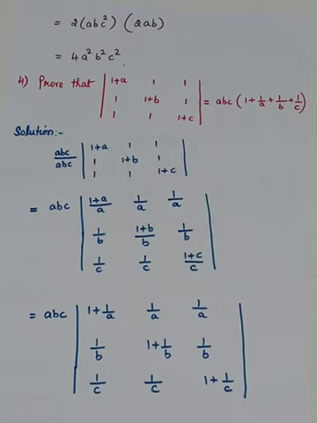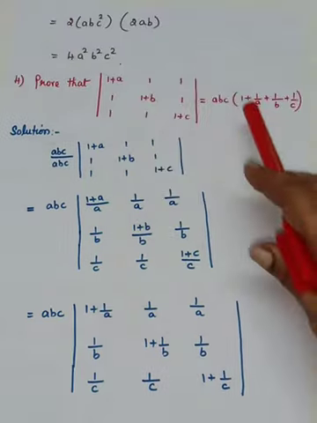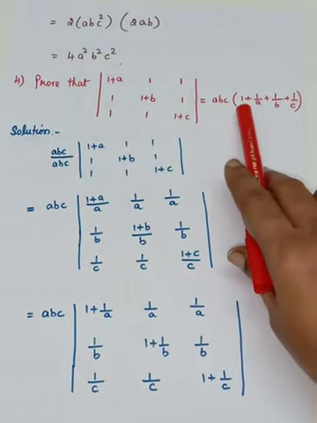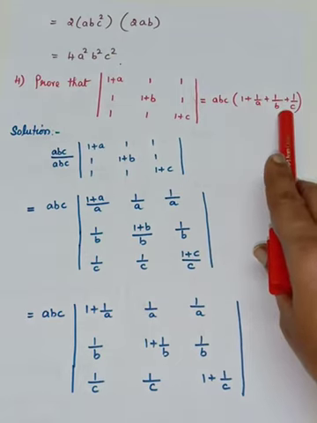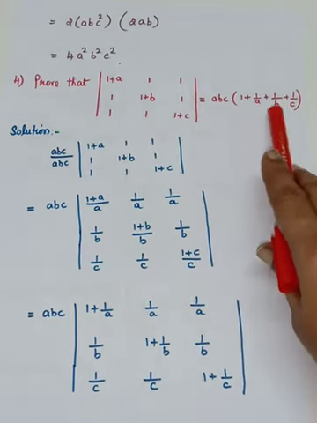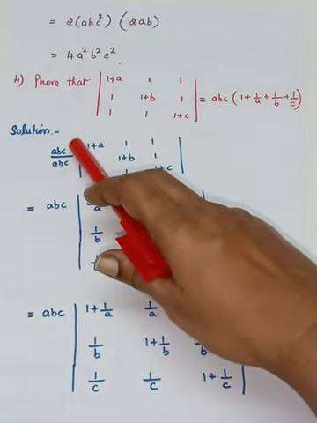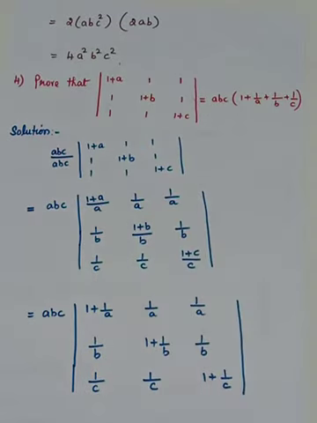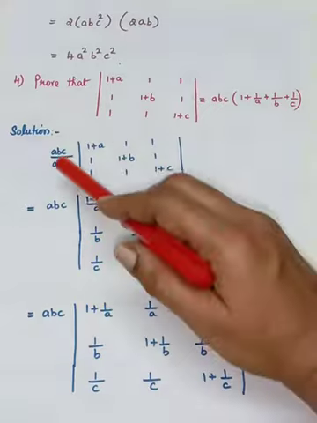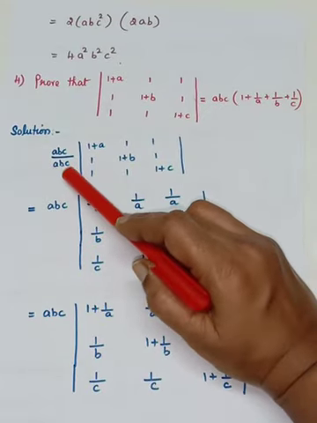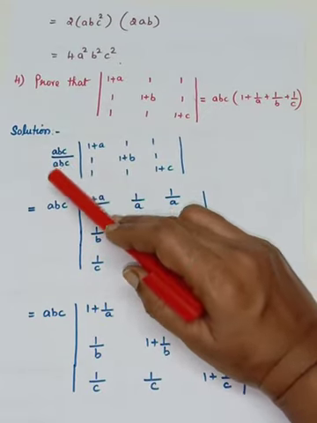And fourth problem, prove that the determinant value is equal to ABC into 1 plus 1 by A plus 1 by B plus 1 by C. You see the terms ABC, and here 1 plus 1 by A plus 1 by B plus 1 by C. A, B, C are in the denominator. So to get that, first multiply and divide by ABC. Here you take the denominator ABC. So that is 1 by A.